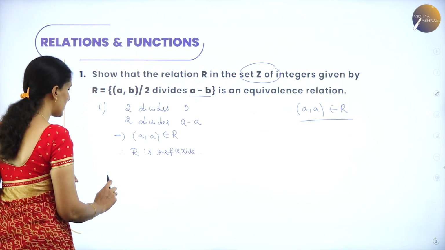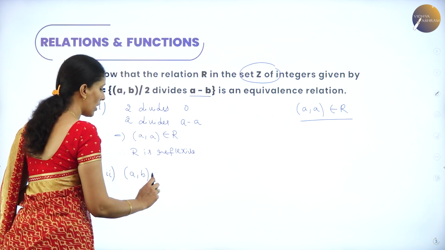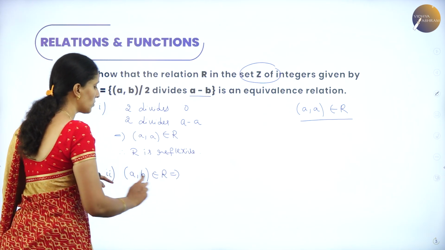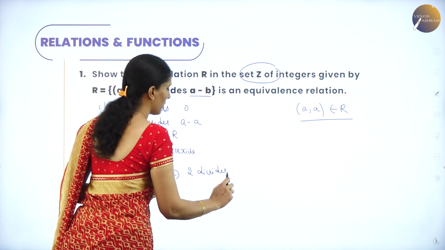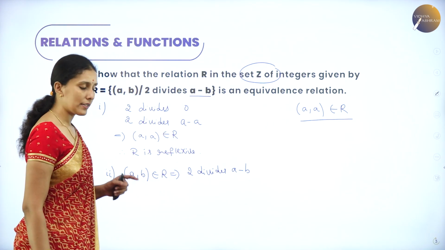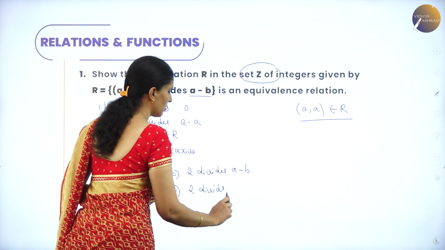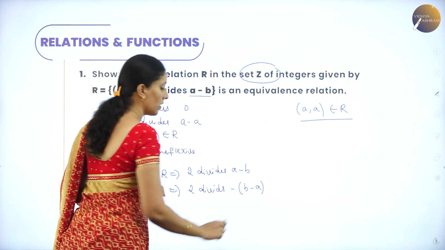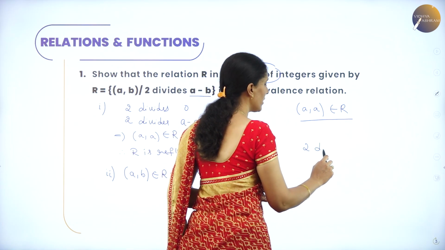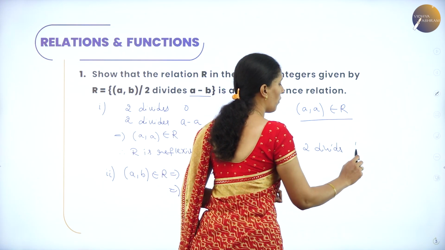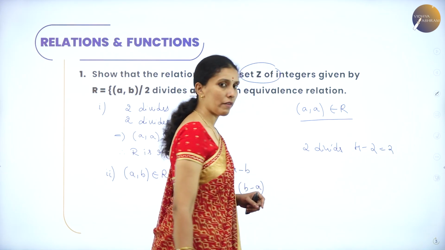Now let me prove that it is symmetric. So to show that it is symmetric, let us consider A comma B belongs to R. If A comma B belongs to R, what does it imply? It implies 2 divides A minus B. See, if 2 divides A minus B, we can also write 2 divides minus of B minus A, because it is also an integer. So here suppose I write 2 divides 4 minus 2. 4 minus 2 is 2. Hence we can write 2 divides 2.